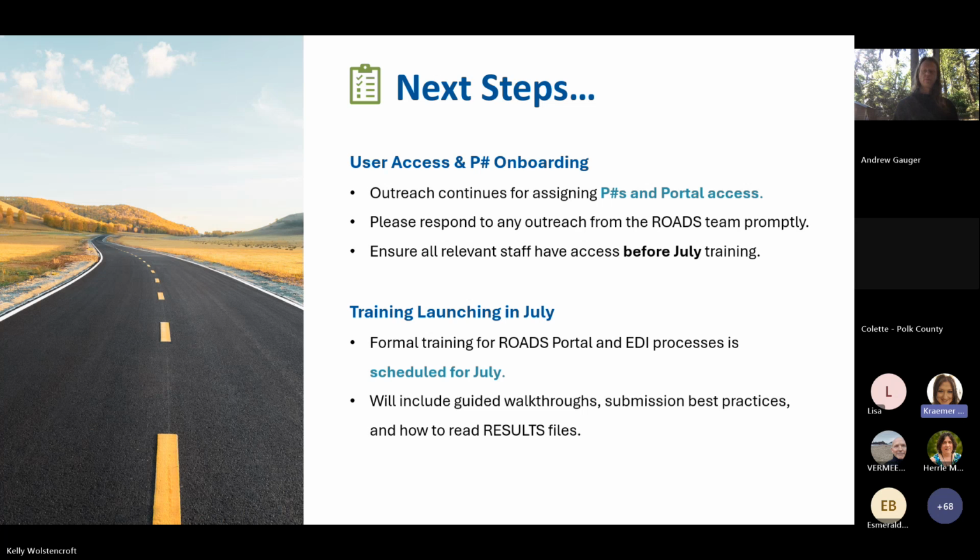So next steps that are going to be happening for all of you, we are going to be getting all of you individual user access and what we call a P number, which stands for partner number. We also call them UPNs now, if you see that when your stuff comes out.